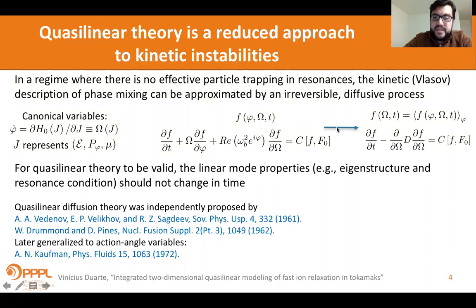And quasi-linear theory essentially looks at a coarse-grained distribution function. So basically, the distribution function is now an average over the angle phi here. Or in a bump-on-tail case, it would be the average over position. So the whole kinetic equation reduces to a diffusion equation. Before it was six-dimensional, now it's three-dimensional, so much cheaper to simulate. Quasi-linear theory is valid when the eigenstructure and the resonance condition do not change appreciably in time.